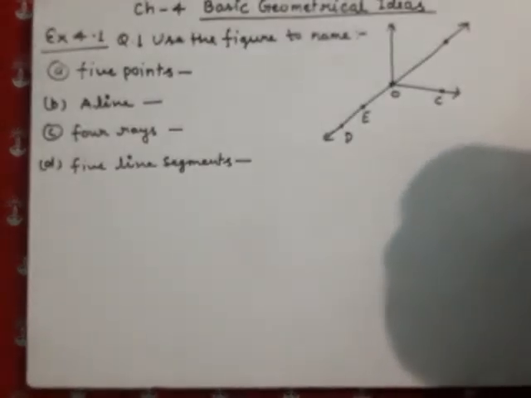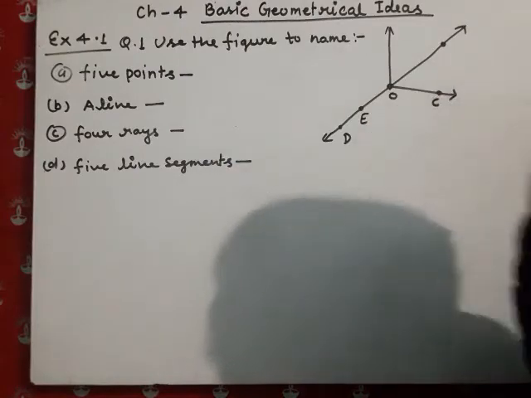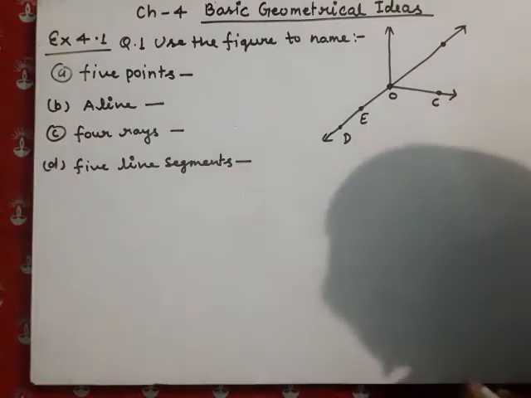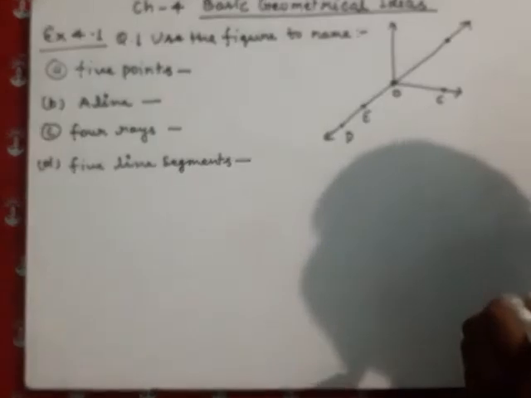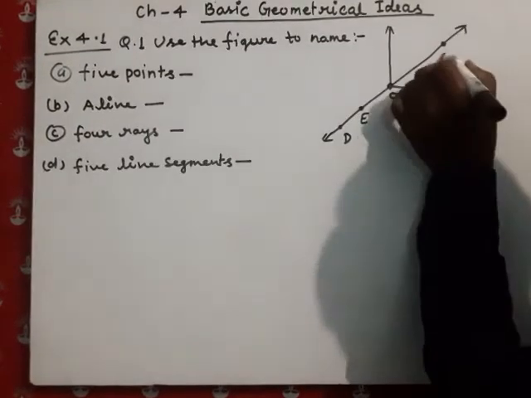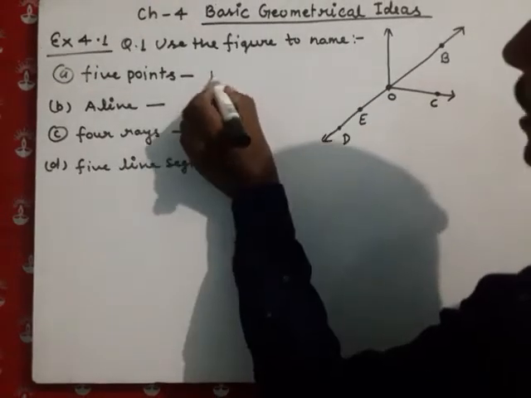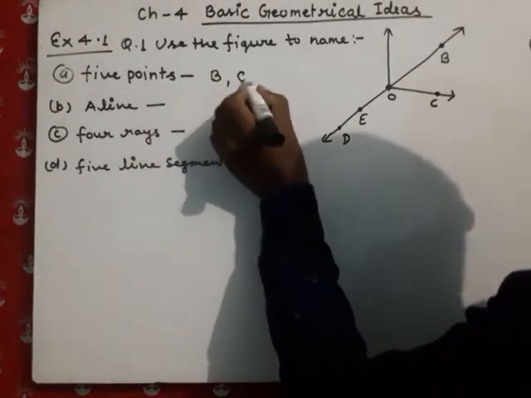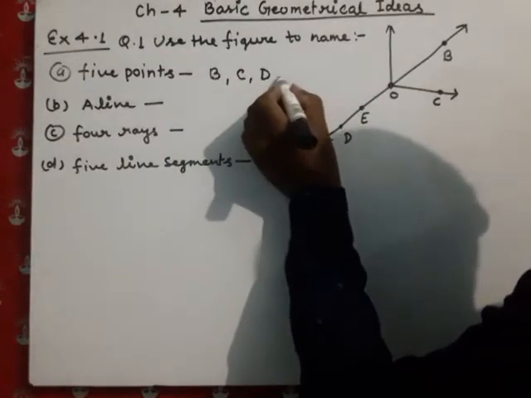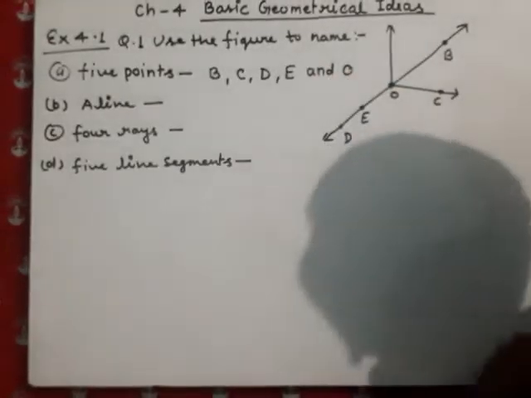Question number first is saying that use the figure to name. So here the figure is given and we have to write down the name of the first part, 5 points. So here the names of the 5 points are written over here. We can take points B, C, D, E and O. These are the 5 points.